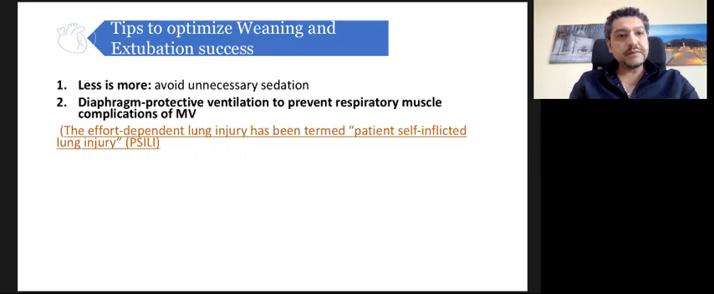Number 2 tip is diaphragm protective ventilation to prevent the respiratory muscle complications of mechanical ventilation. So prolonged controlled mode ventilation is associated usually with numerous complications, including respiratory muscle fatigue, dysfunction, atrophy, and with poor outcome as well. High tidal volumes, excessive inspiratory efforts are associated with both lung and diaphragm injuries. The effort-dependent lung injury has been termed patient self-inflicted lung injury, or PSILI.